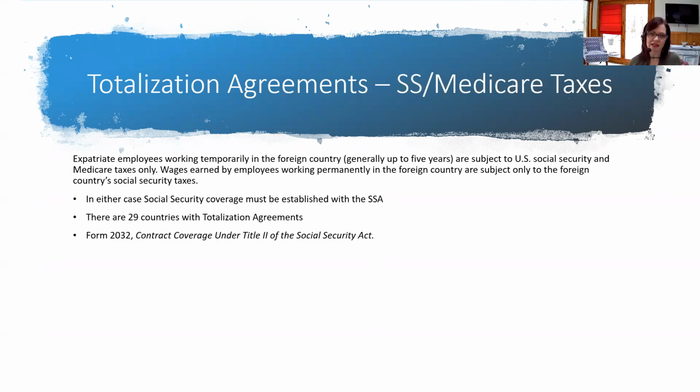That was another question that I saw on the sample test, who manages this, and this is the Social Security Administration. There are 29 countries with totalization agreements, and Form 2032 contracts coverage under Title II of the Social Security Act. So typically, if it's under the 5 years temporarily working, then they'll have U.S. Social Security and Medicare taxes.